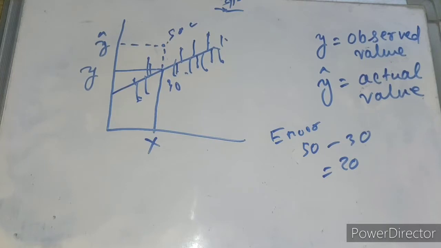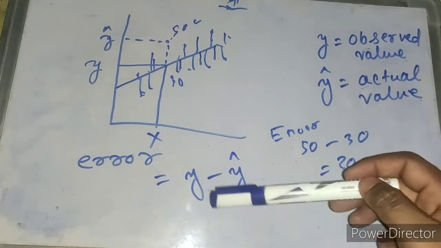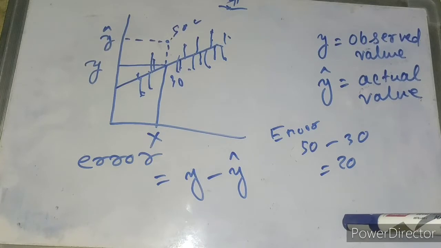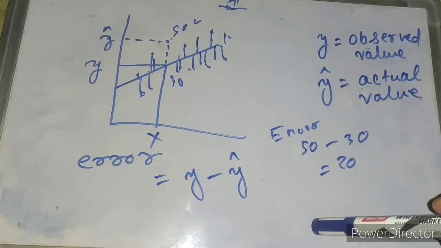So we can observe the mathematical formula for this linear regression. Error is y minus y cap, where y is the observed value and y cap is the actual value. Actual value means the value which we are estimating, and y is the observed value. So if we find the distance y minus y cap, then we can find the error or residual.